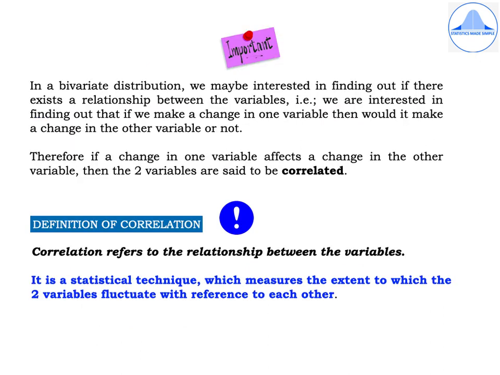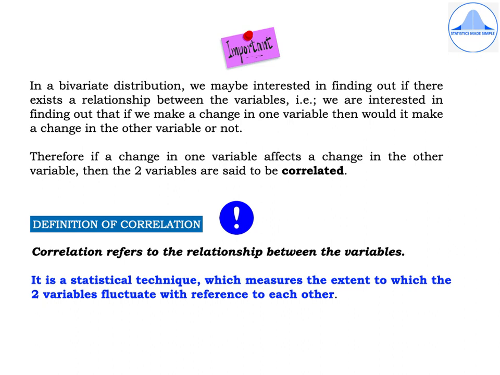In a bivariate data, we may be interested in finding out if there exists a relationship between the variables. That is, we are interested in finding out that if we make a change in one variable, then would it make a change in the other variable or not? So, if a change in one variable affects a change in the other variable, then the two variables are said to be correlated. Now let us learn the definition of correlation, which is an important question.